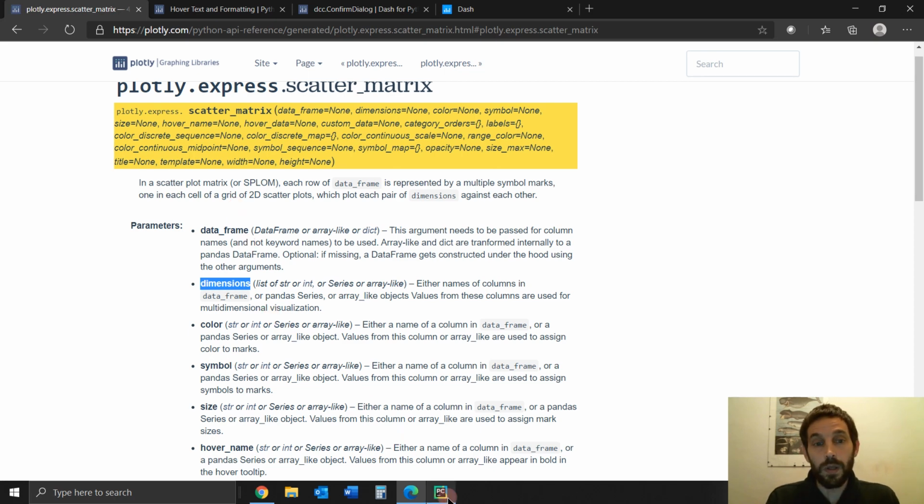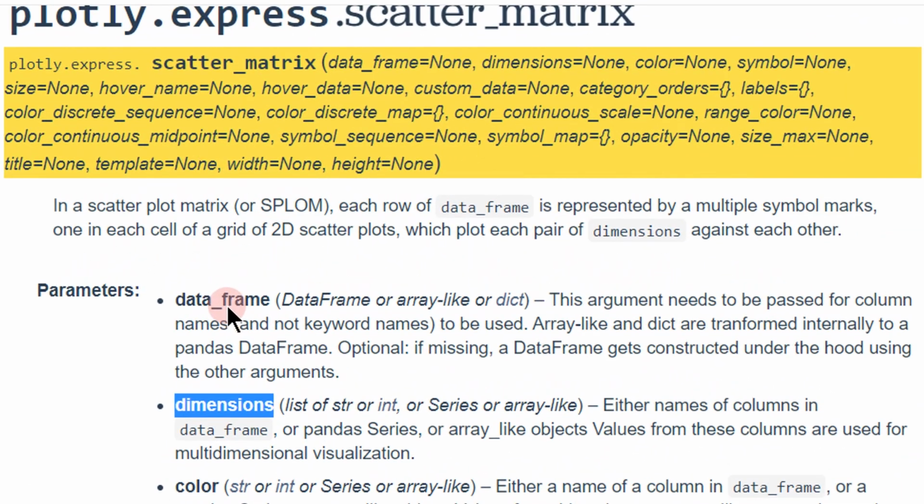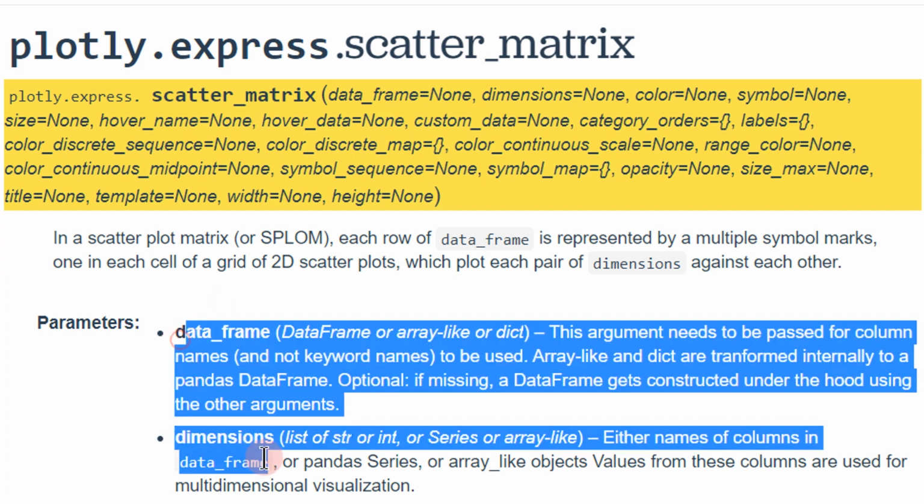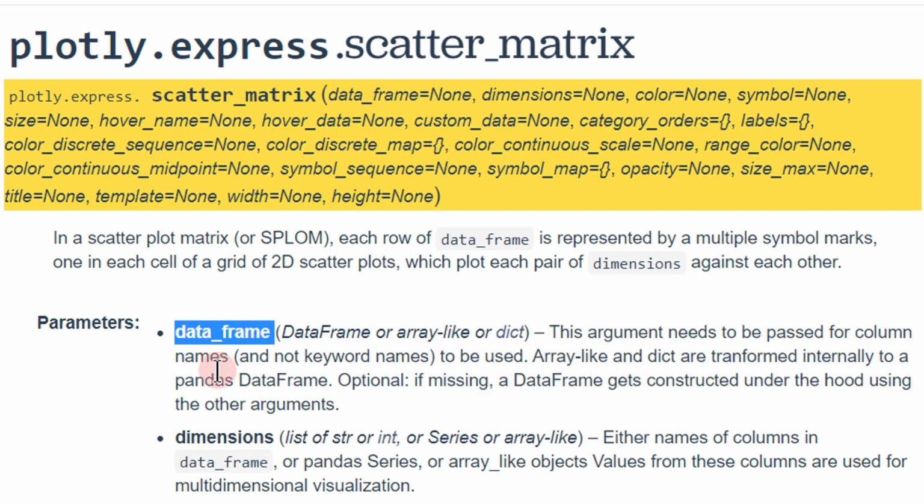Okay, so the scatter matrix. There are many different attributes here, but usually the most important attributes are on top. So all you really need is the data frame and the dimensions to create a scatter matrix.